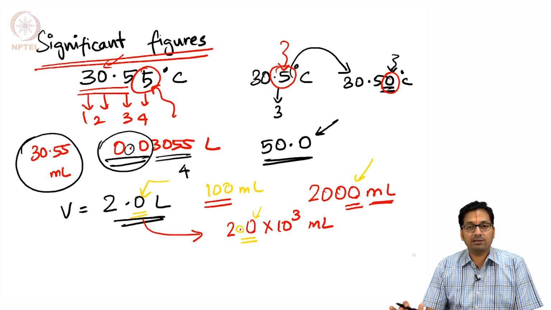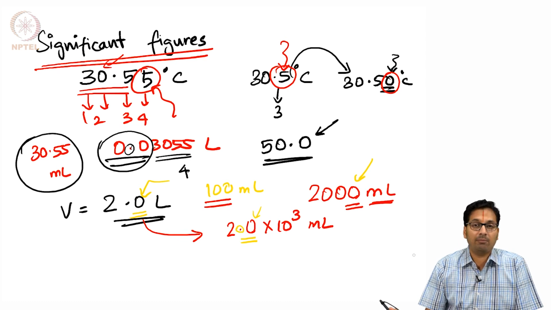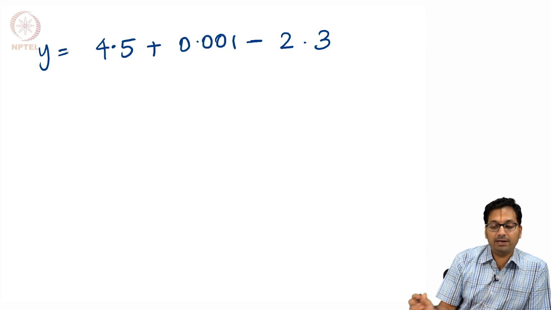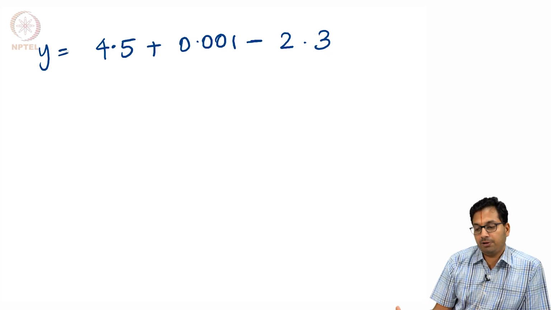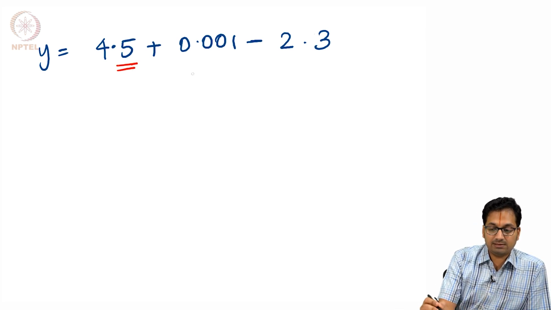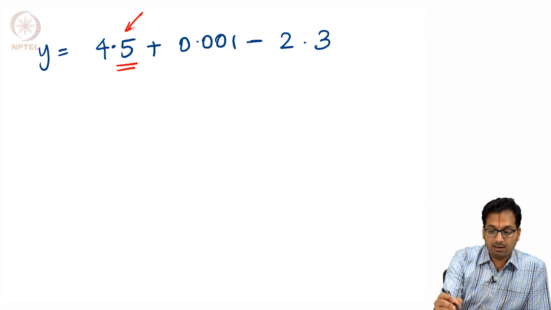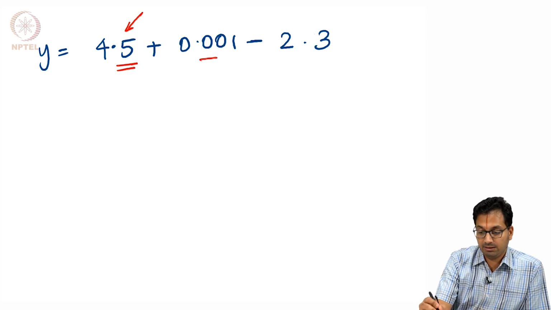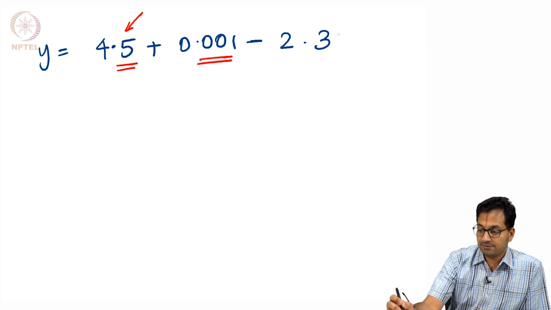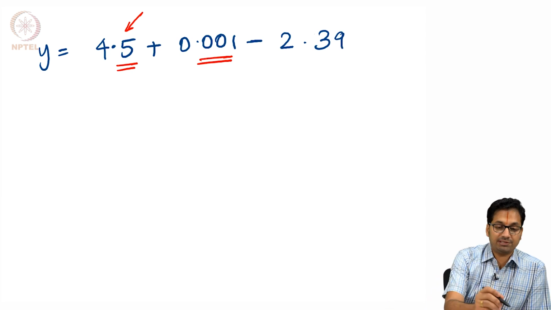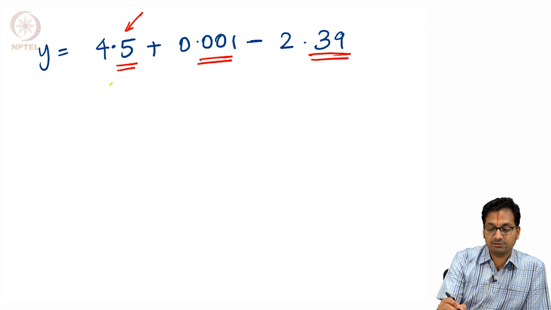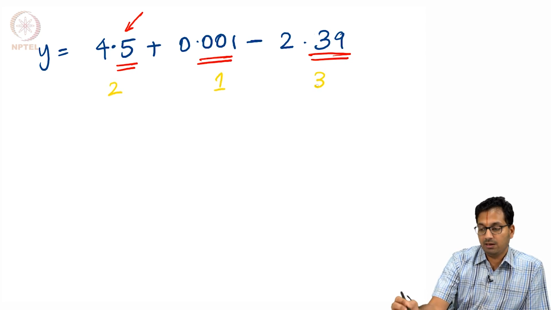So significant figures are things that people end up using quite commonly to display their data. So let us take the example of where you are trying to calculate 4.5 plus 0.001 minus 2.3. One is able to appreciate the fact that this has a single digit after the decimal. This has 3 digits after the decimal, and this, let us say, has 2 digits after the decimal. So significant figures for these are quite varying. So this is 2 significant figures, 1 significant figure and 3 significant figures.